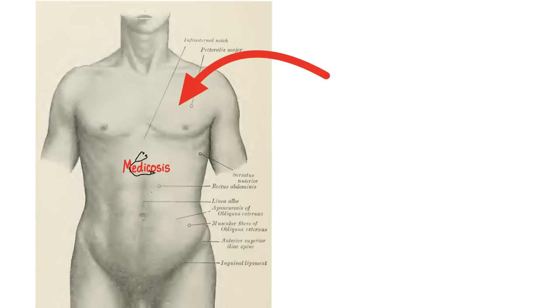This is the anterior aspect of a human male with a gynecoid pelvis. To learn more about the different shapes of the pelvis, see my video on anatomy review of the pelvis.